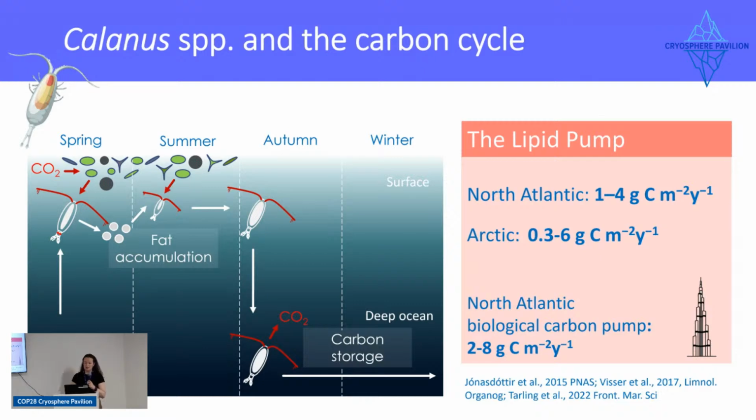So this has been measured in the North Atlantic and in the Arctic, and you can get between 1 and 6 grams of carbon stored per meter per year. If we compare that to the biological carbon pump, remember that 10,000 vertical ethers, then we can see that that's very similar and on a similar order. So it's actually an incredibly efficient process, and it stores a huge amount of carbon.